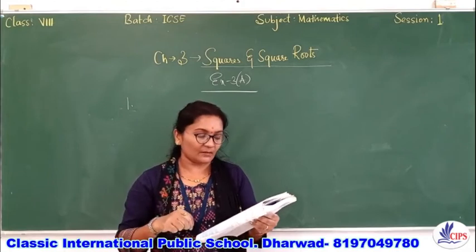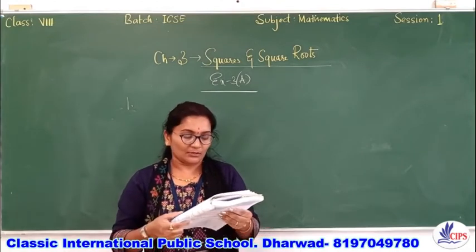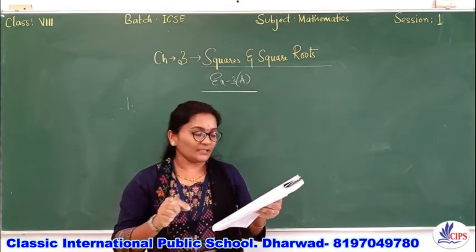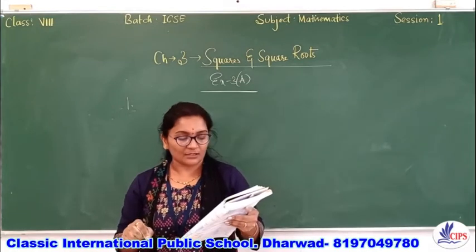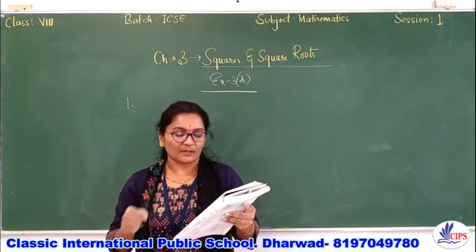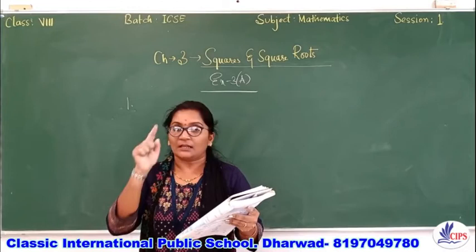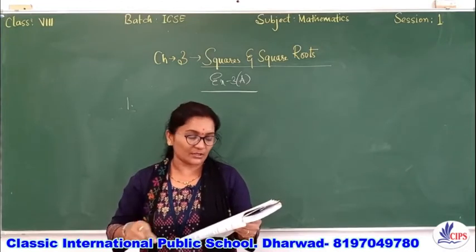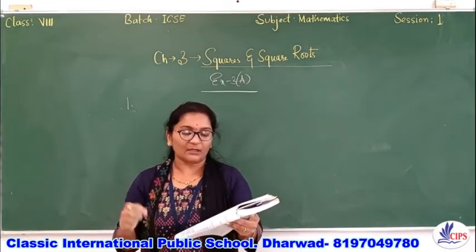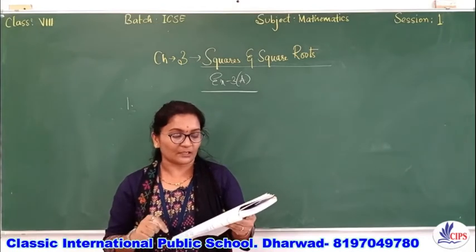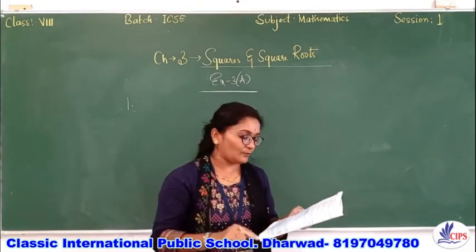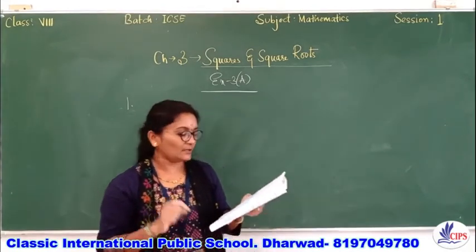So let us begin with the second sum. The second sum says, by splitting into prime factors, find the square root of. By splitting into prime factors means what? Like how we did factorization previously, like that we have to factorize this number and find the square root of that. So the first main will be for homework, and I am going to begin with the second main.